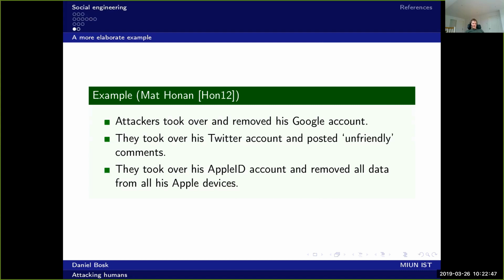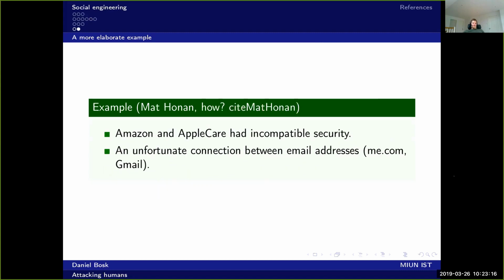And they also took over his Twitter account and posted some unfriendly comments to Twitter, which was not particularly representative of his opinions. So like racist comments and things like that. And they also took over his Apple ID account and also removed all the data from all his Apple devices because they could do this. And how did they succeed with this?